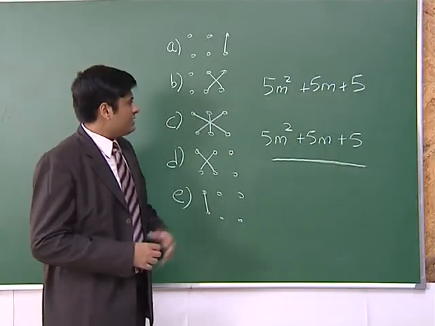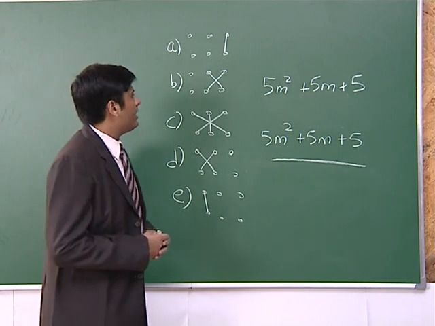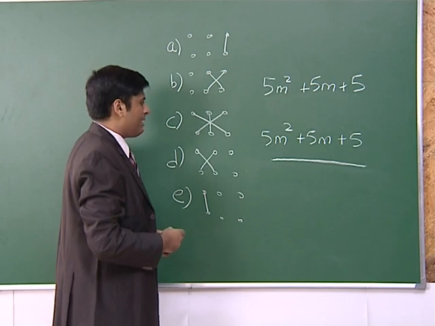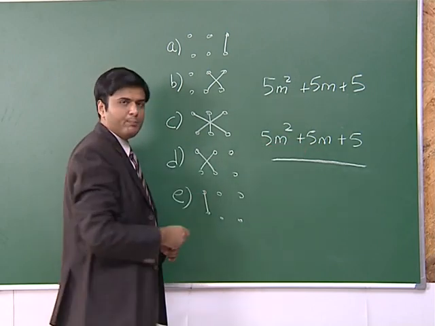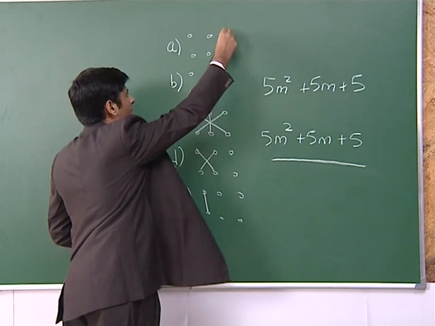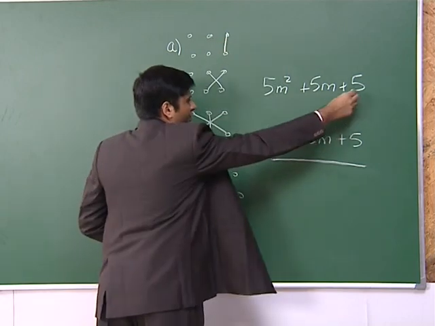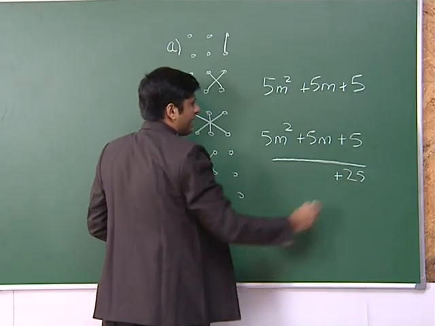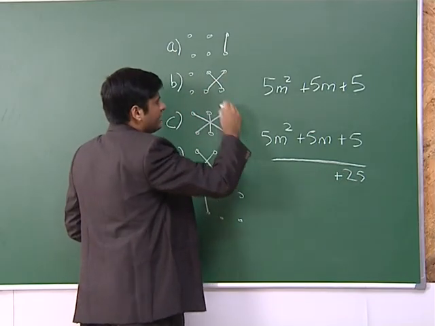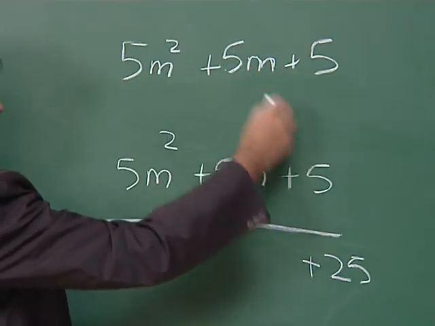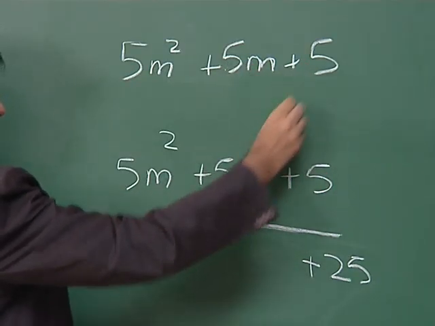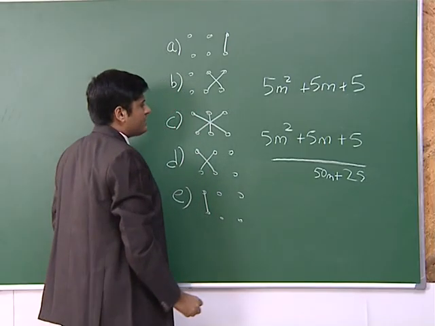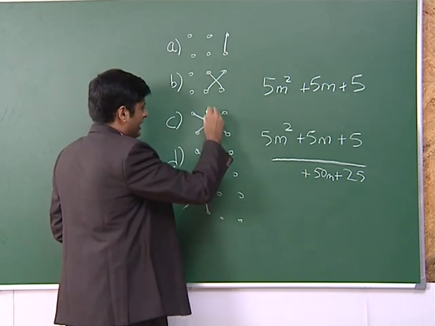Friends, let us see an advanced example in this. We have to multiply 5m square plus 5m plus 5 with the same number 5m square plus 5m plus 5. So first step says multiply these two numbers. We have 5 5s are 25. Second step will be like this and like this. So we'll have 25m plus 25m, that is 50m. Step C will be like this and like this.